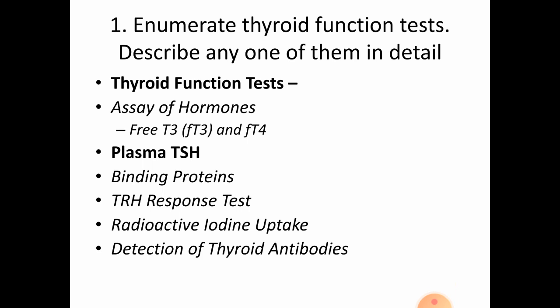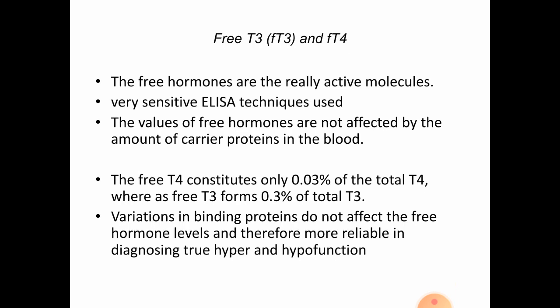So let's see what is free T3 and T4. These free hormones are really active molecules, and the value is obtained by the very sensitive ELISA technique. The values of the free hormones are not affected by the amount of carrier proteins in the blood. So that is one of the plus points. The free T4 constitutes only 0.03% of the total T4, and the free T3 forms 0.3% of total T3.